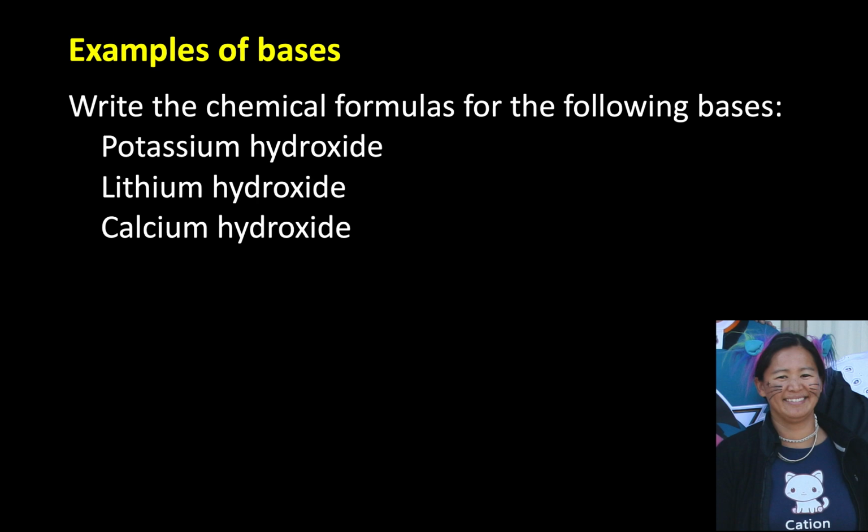All right, so please write the chemical formulas for these bases. Pause the video and do that. If you did the calcium hydroxide right, you should have gotten that formula. Just a reminder that the ion charges have to balance out. So the calcium's in the second column of the periodic table, so it's +2. So we're going to need 2 of the hydroxides to balance it out.